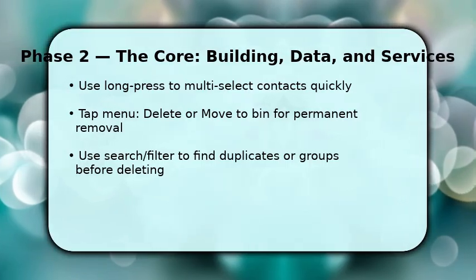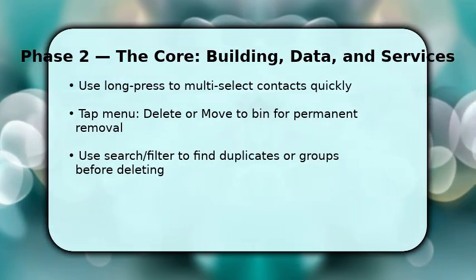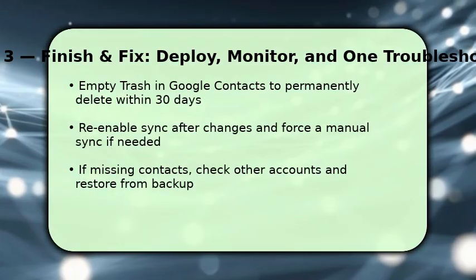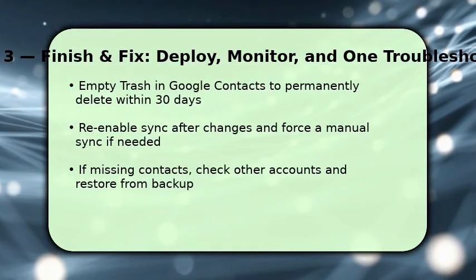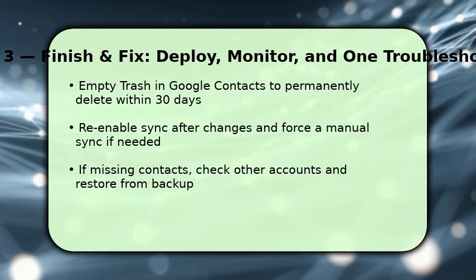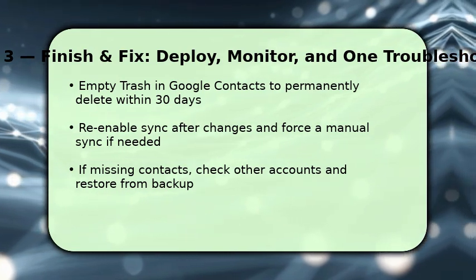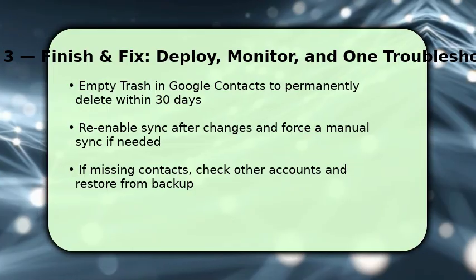Finish by emptying the trash in Google Contacts if you want permanent deletions sooner than 30 days, because otherwise items remain recoverable. Then re-enable sync on your phone and force a manual sync to update all devices. This ensures the changes propagate.